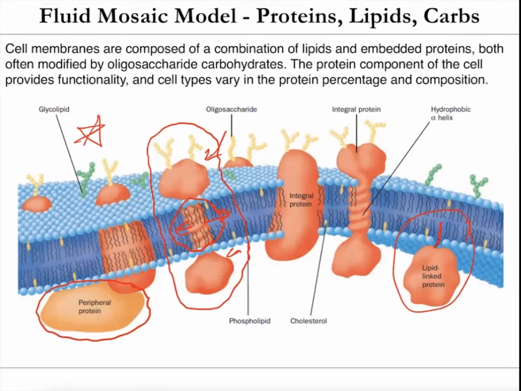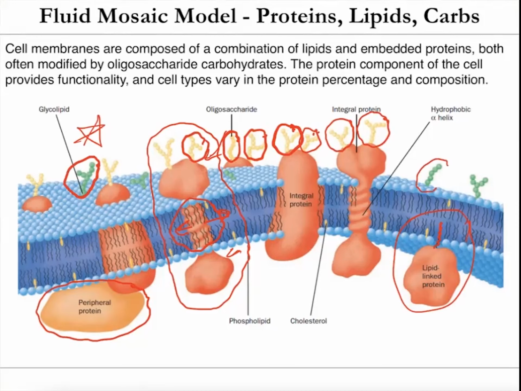Now, these proteins and these lipids on this membrane can also be decorated with carbohydrates. So we talked about glycoproteins very quickly in a previous lecture. So you can have a lot of glycoproteins embedded within the cell membrane. And also you can have glycolipids. So the lipids within the membrane can also have glucose or carbohydrate groups on them. And then this model right here also shows these cholesterol molecules within the lipid membrane. So this is what's called the fluid mosaic model.